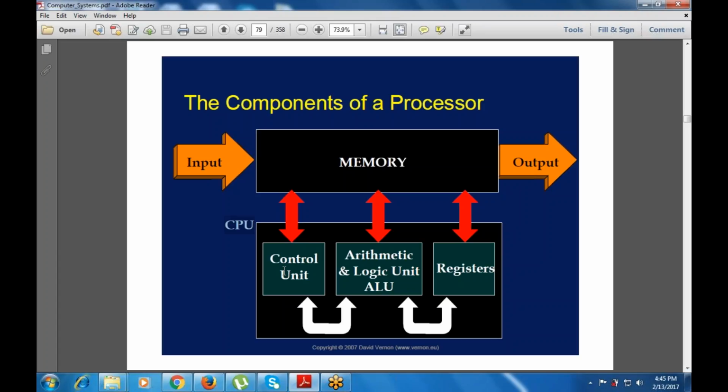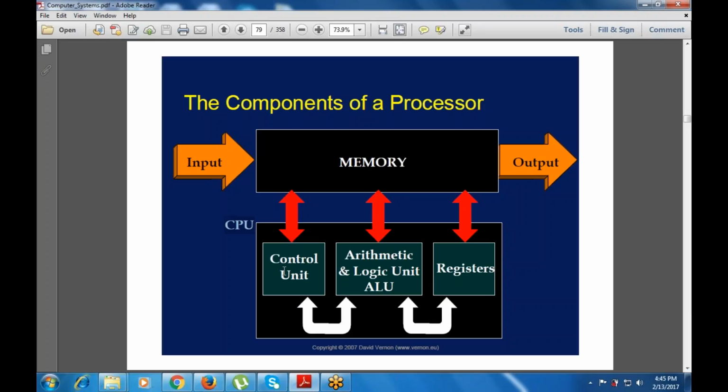And the ALU, again, it is used as the arithmetic and logical unit. Every calculation is performed by the ALU. Each and every calculation, whether it is an arithmetic calculation or a logical calculation.